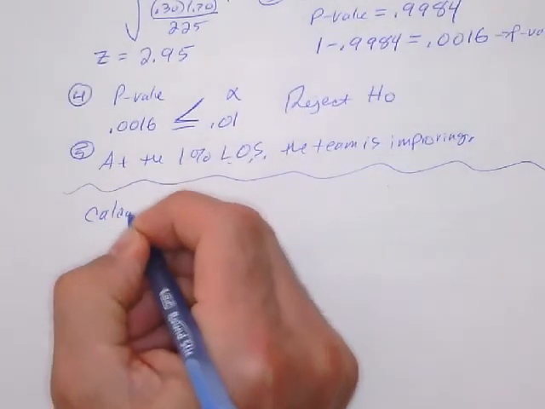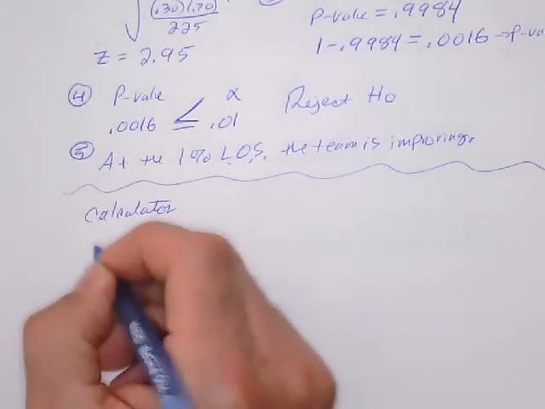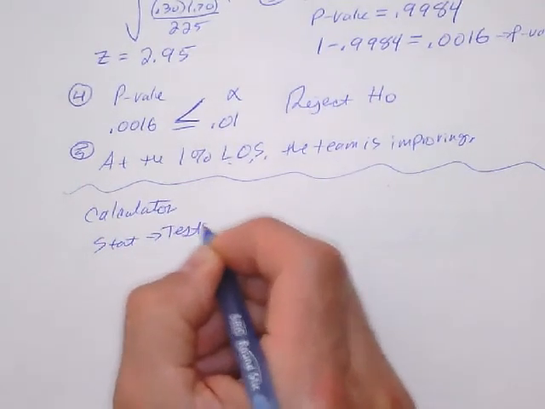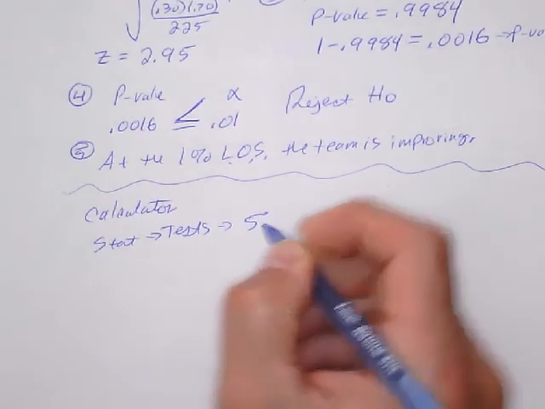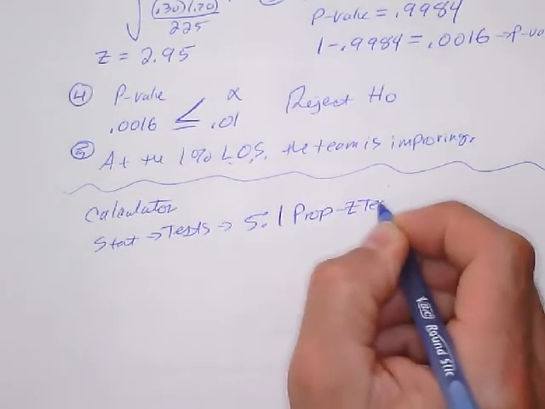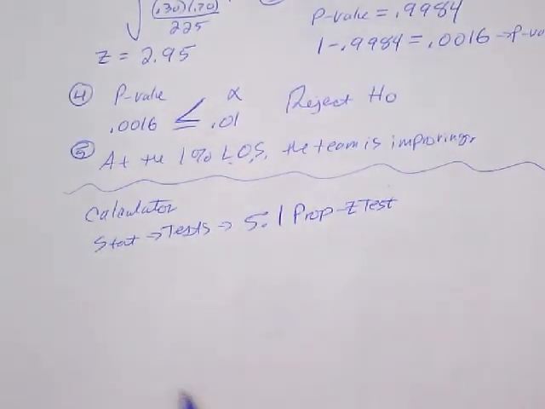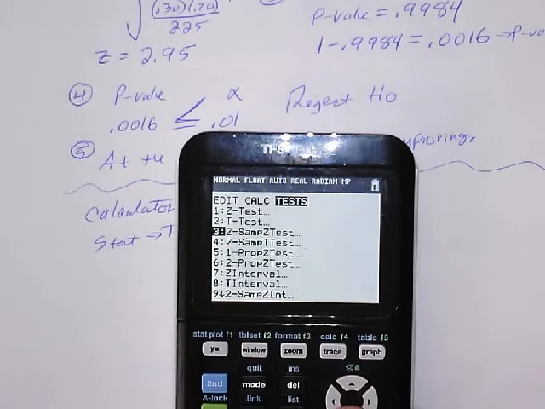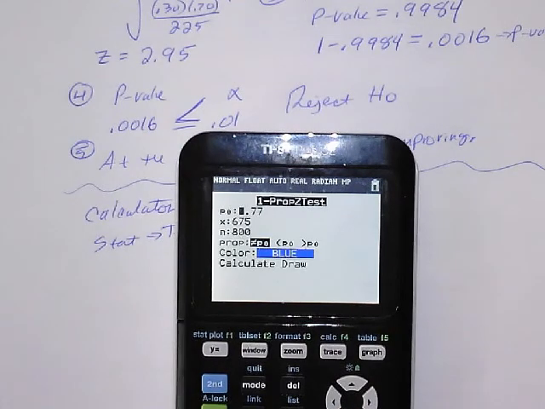Now, in the calculator, it is stat tests option 5, 1 prop z test. You do a 1 prop z test, and it'll ask you for, here I'll show you. So stat tests option 5, the 1 prop z test.